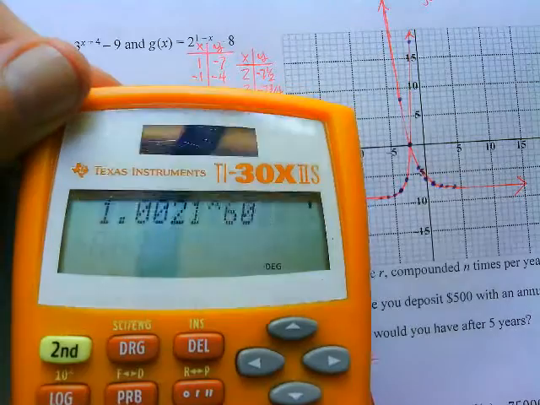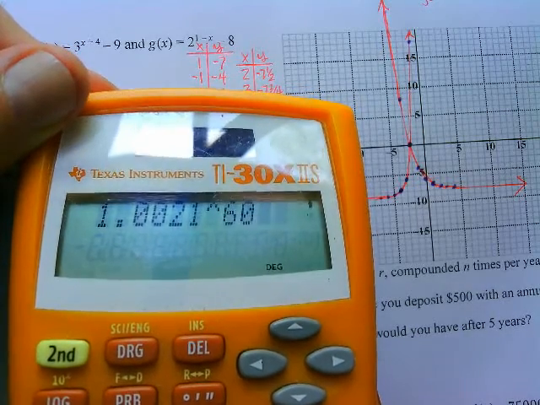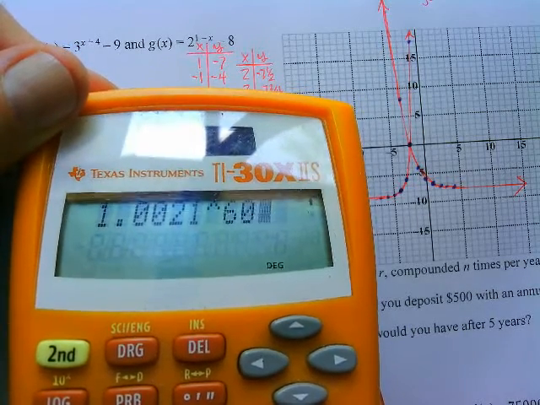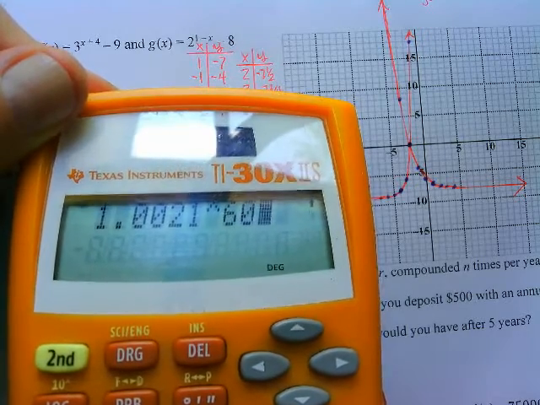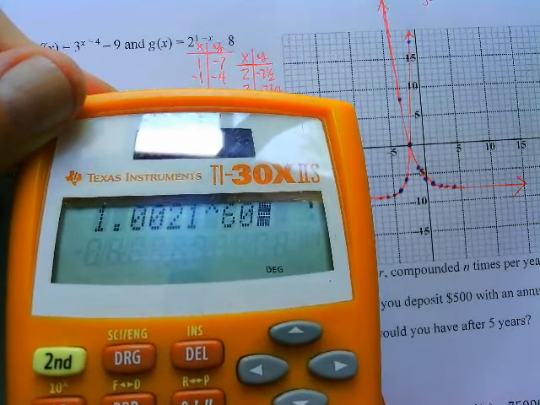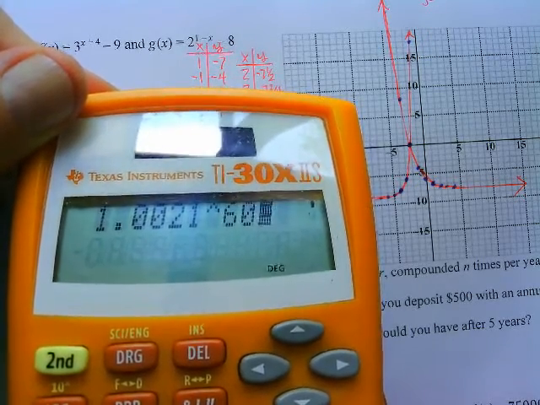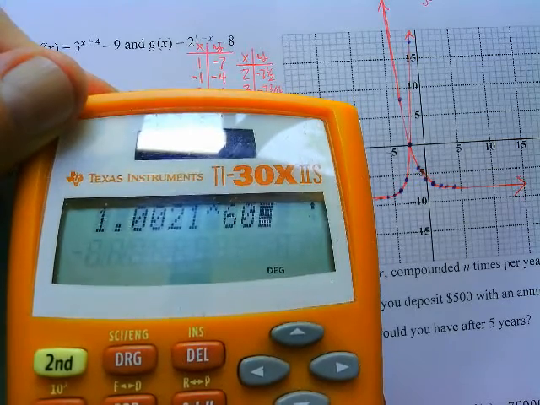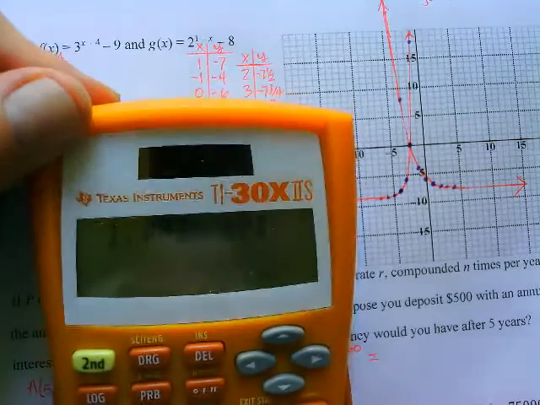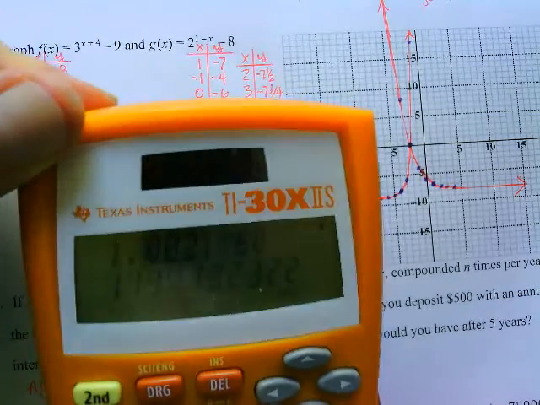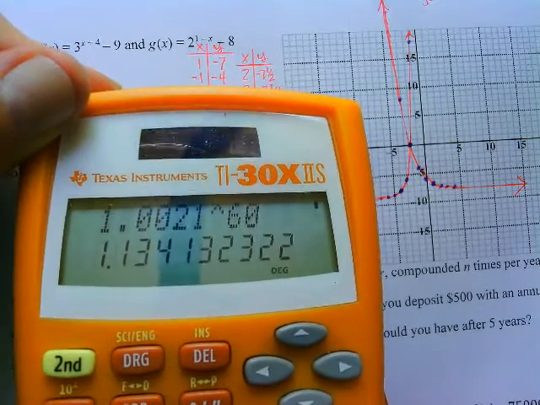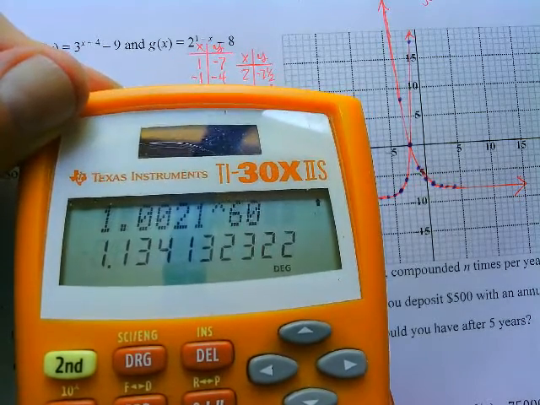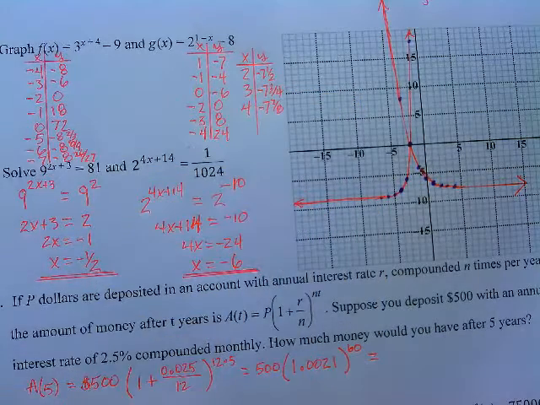That's a way that I can do exponents. And the nice thing about the little hat symbol is that it also allows me to do fractional exponents as well. So I just put them inside a parenthesis or use a decimal for that. So go ahead and do that, and I get that 1.0021 to the 60th power is 1.134.